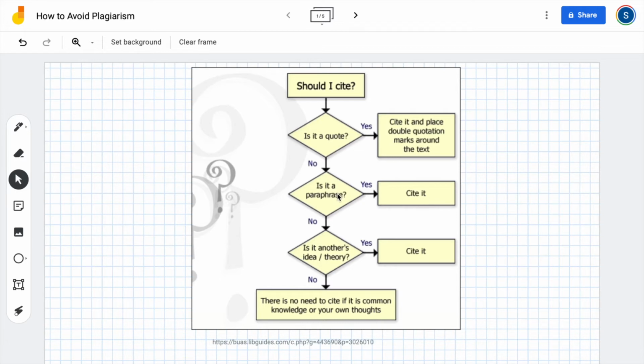If it is not paraphrased, ask yourself this question: is it someone else's idea or theory? If it is, again, you still have to cite it. Okay, so you have to say where you got the information from. If not, then there is no need to cite it if it is common knowledge or if it is your own thought. So these are just some ways on how to know whether you have to cite information or not.